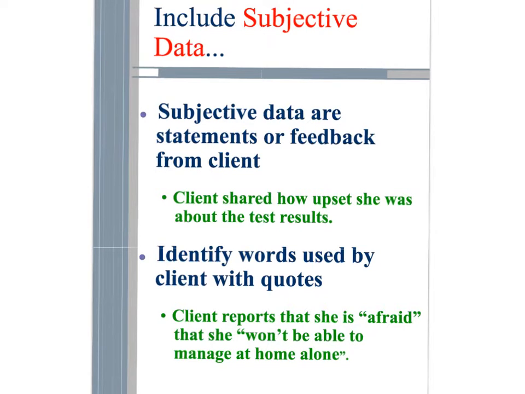Recall one of our core standards is that it is client-centered, and so we want to include subjective data that our patient is reporting to us. So we can include that in our data, such as the client shared how upset they were about the test results, or sometimes there are significant words that we want to get out so people don't think that we're making judgments. So if the client said she was afraid, that may be a keyword that you put in quotation marks, and then specifically what they're afraid about, won't be able to manage at home. Now it's clear and concise that that is exactly how the patient is feeling.